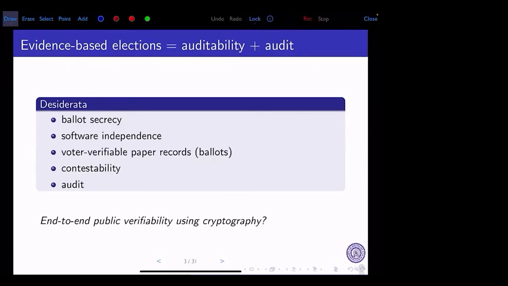Then, of course, you require contestability. So if you say that the EVM has not recorded my vote correctly, or if the VVPR has printed my vote wrong, right now the Indian system is not contestable. I mean, you can shout, but you will never be able to prove that you're not lying. Right, and they'll impose a 5,000 rupee fine on you. That is not correct. So of course you require contestability, and finally you require an audit.